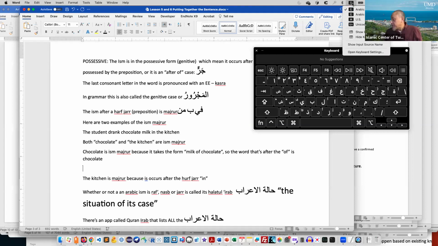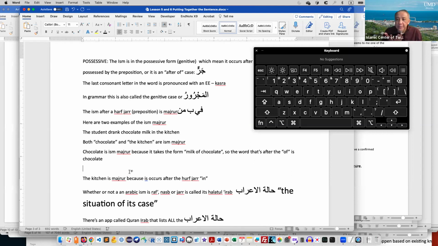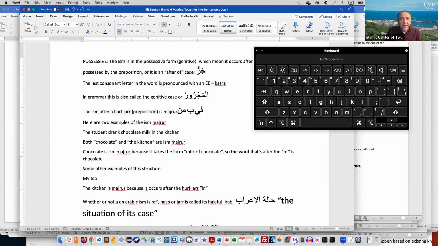Yeah, exactly. Halib chocolate. Yeah, that's how it is. So, for example, what are some other examples of this structure? Like my teacher. Remember that? My teacher becomes what again? Teacher of mine. Okay. So the "mine" then has a kasra. Okay, the "mine" has a kasra.